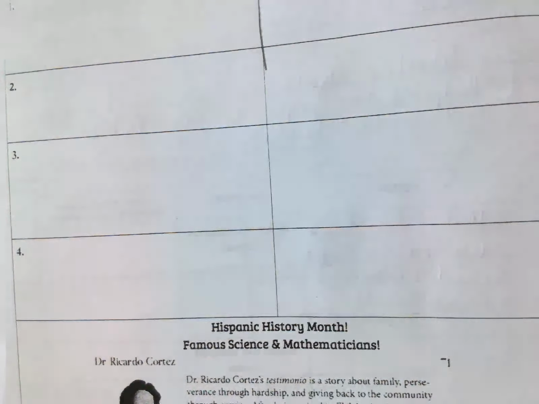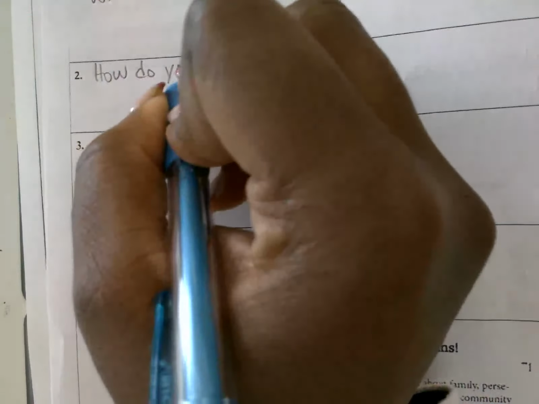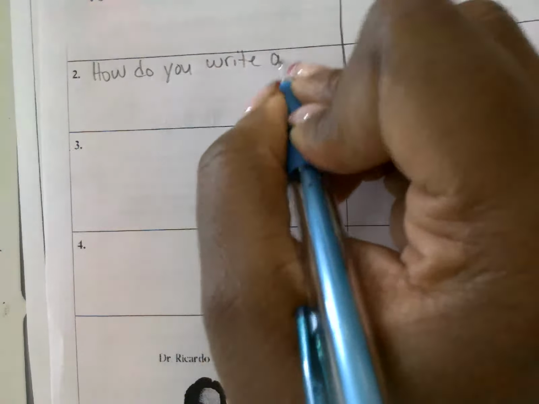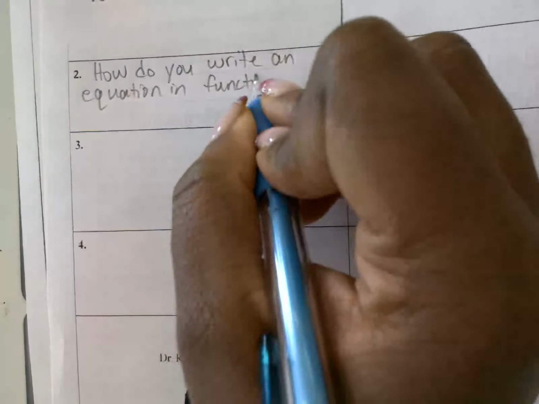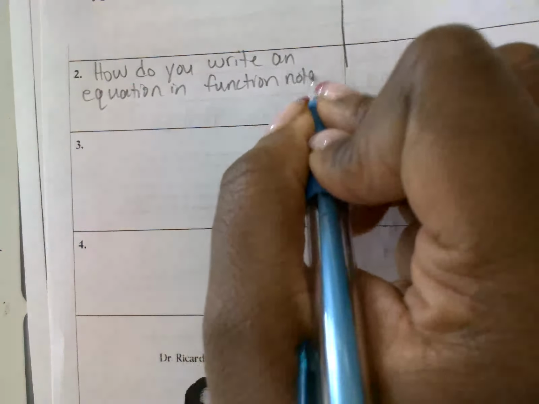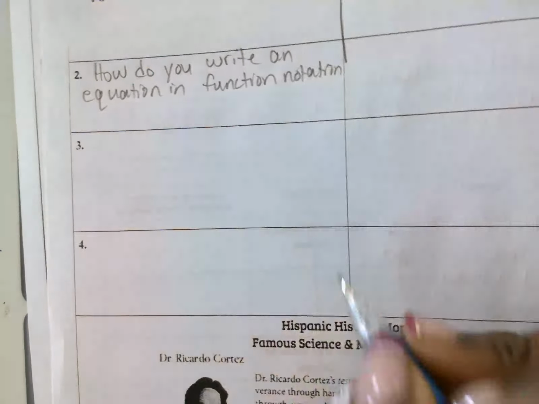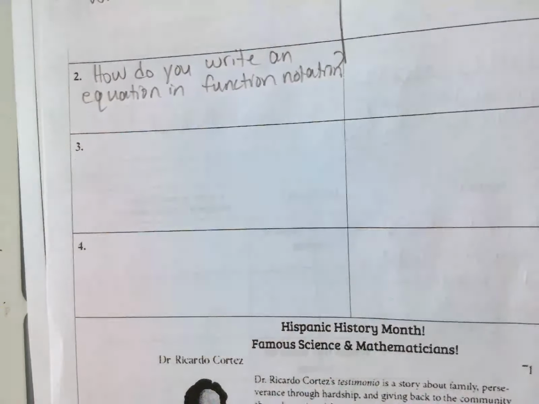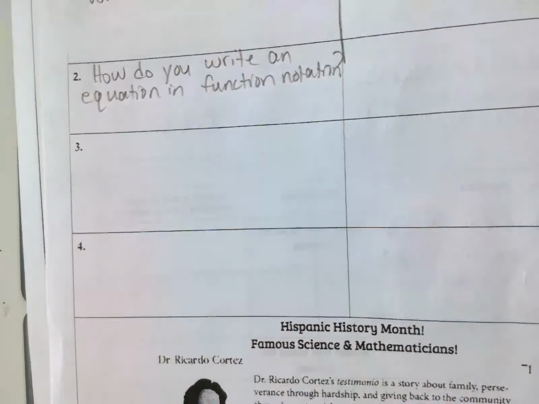How do you write an equation in function notation? How do you solve equations written in function notation?